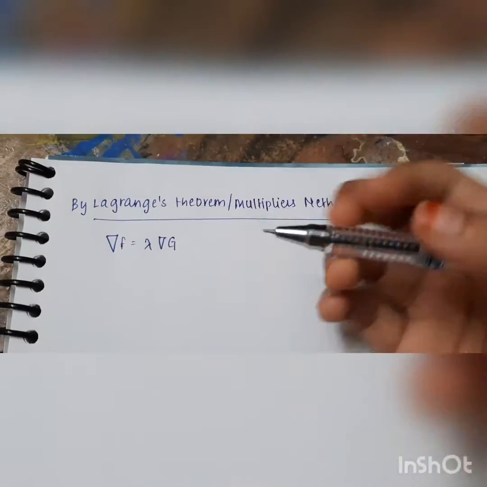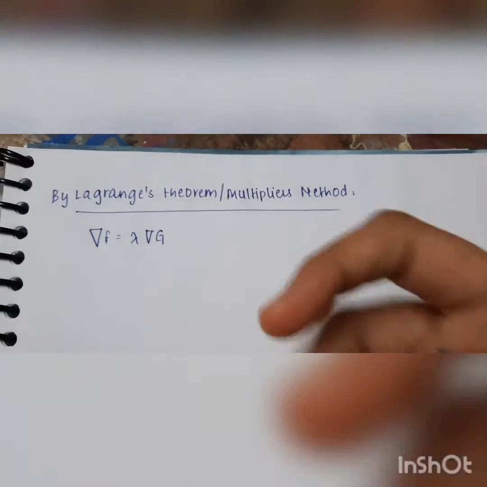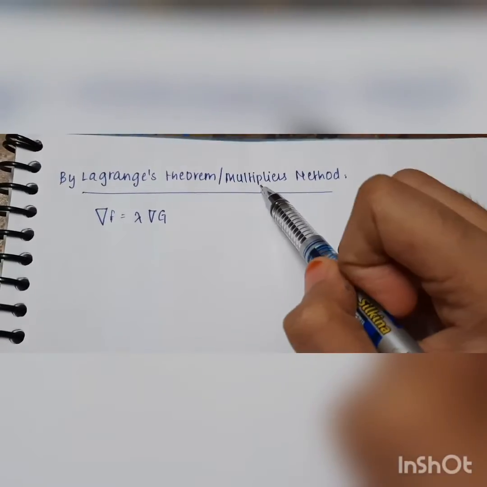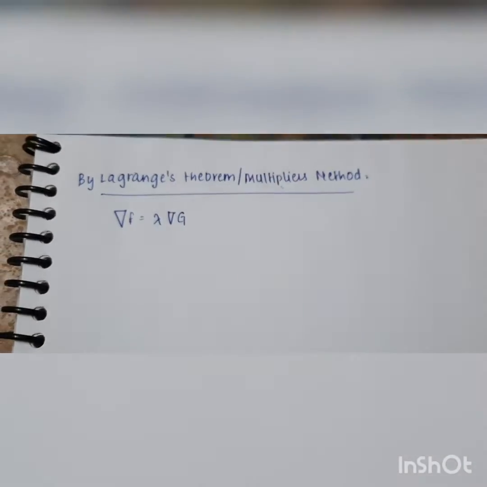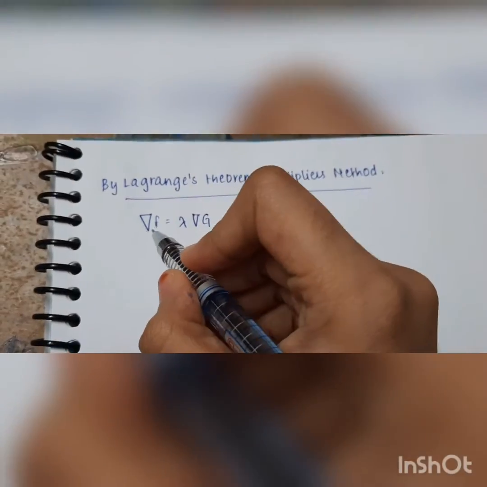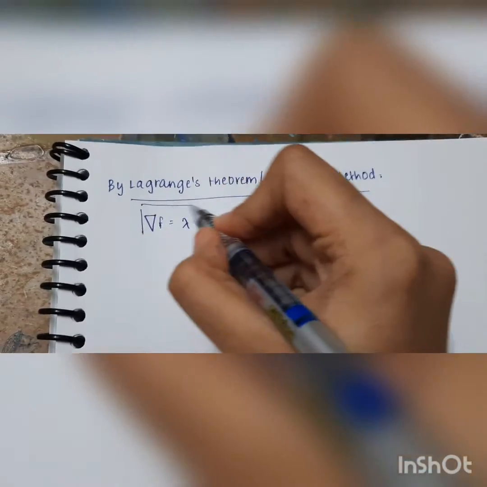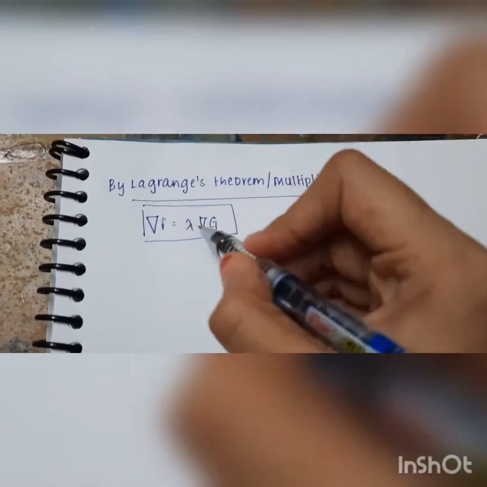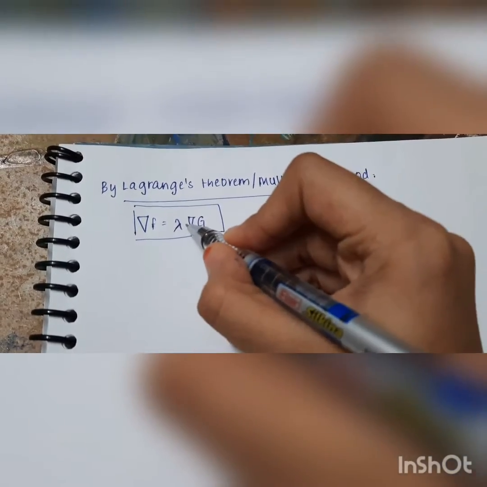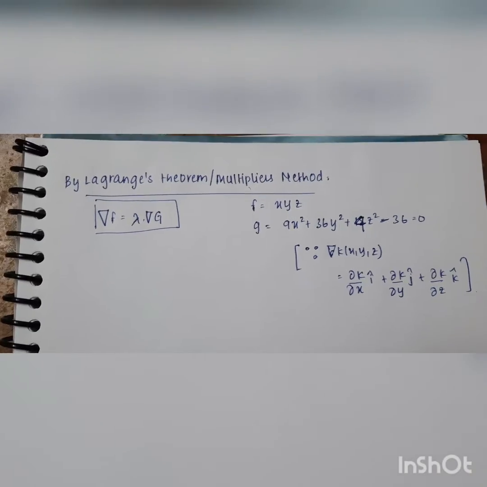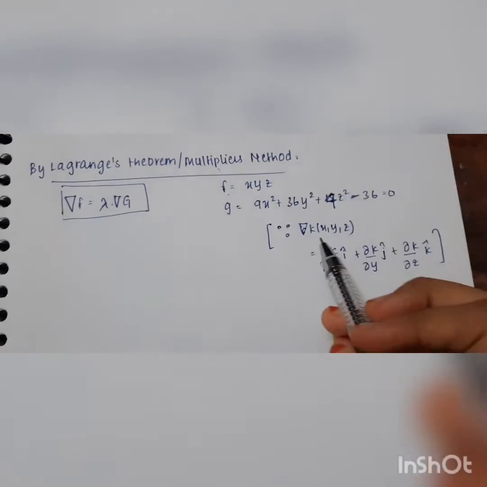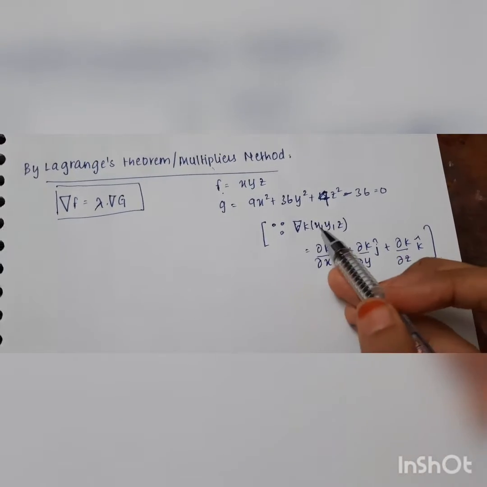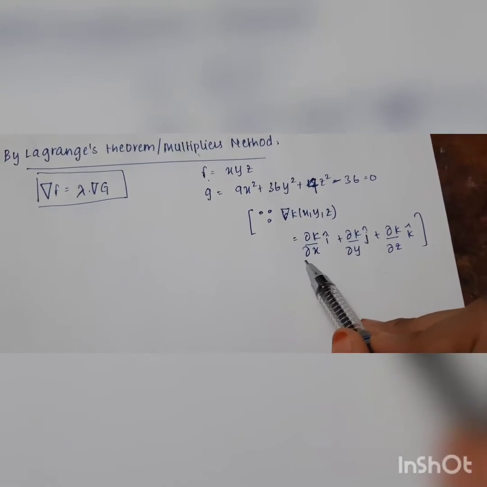There are two methods for solving that particular question. One is the Lagrange's multipliers method and the second method is through partial derivatives. Now we are doing the Lagrange's multiplier method. Here we can understand by this formula that gradient of f is equal to Lagrange's multiplier into gradient of g. Since we know this is f and this is g, and we know that the gradient of any function, suppose k, is written in this form.